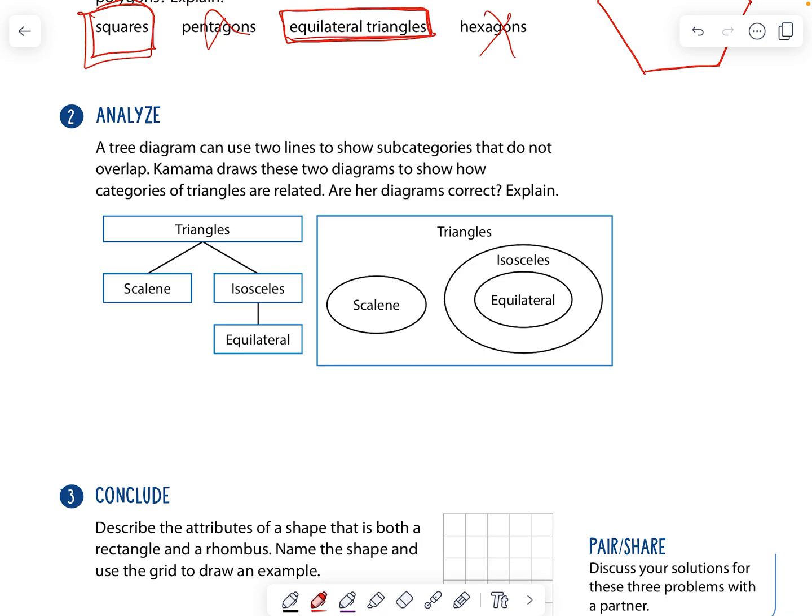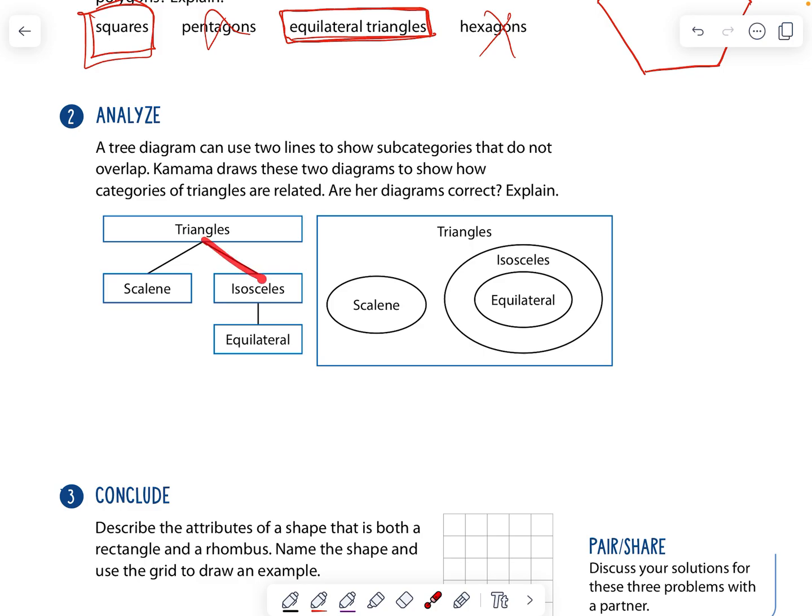Kamama draws these 2 diagrams to show how categories of triangles are related. Are her diagrams correct? So we have to look at them. It says to explain. I'm not too worried about explaining. I just want yes or no. So we have triangles, and then we have two different types of triangles. We have scalene, where all the sides are different sizes. We have isosceles, where at least 2 of the sides are the same size. I am just confusing myself.